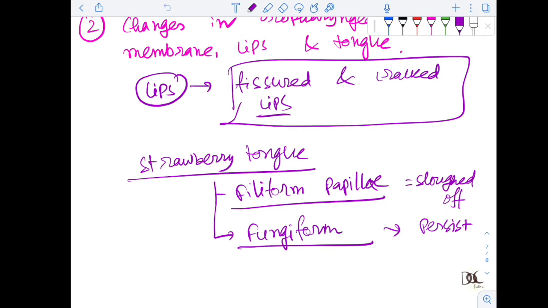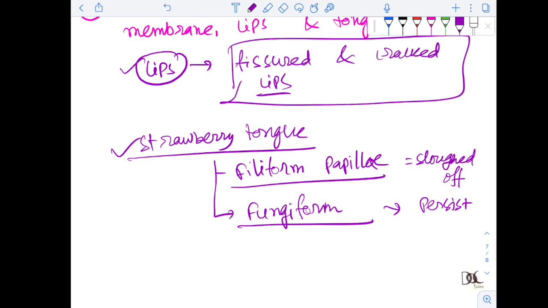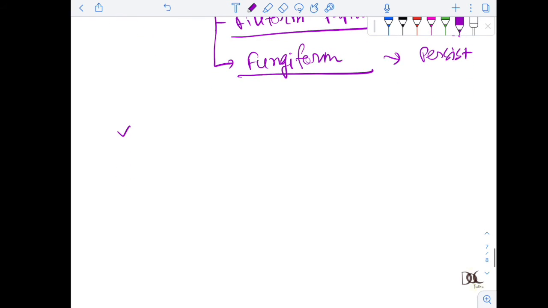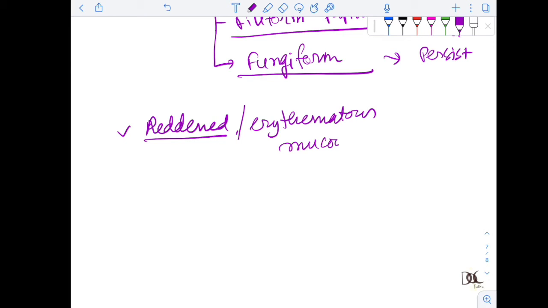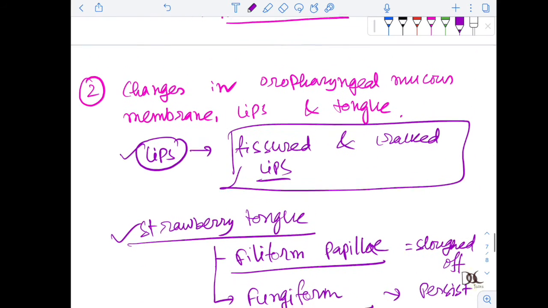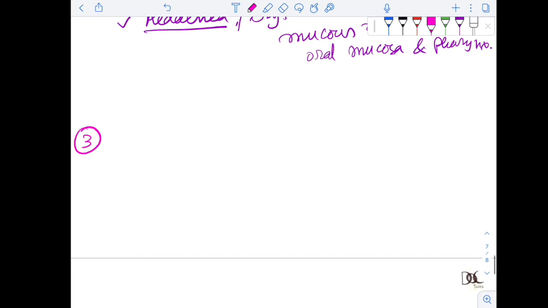we are coming from forward to backward, right? So we have said lips, we have said tongue. Now the mucous membrane of the pharynx and oral mucosa. The mucous membrane will be reddened or erythematous, right, of oral mucosa and pharynx. Okay, so that's it. That was the second part. Now what is the third part? The third part is the changes in the peripheral extremities. What are the changes in the peripheral extremities? Changes in peripheral extremities.